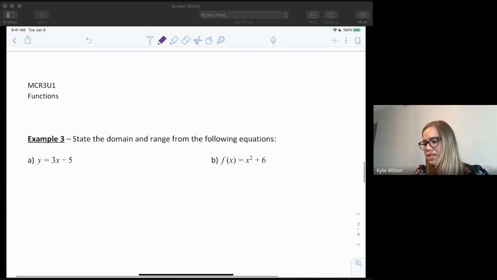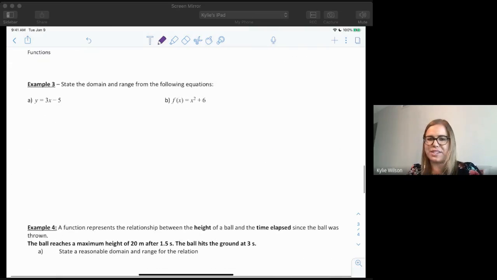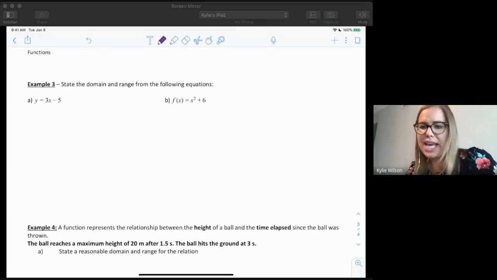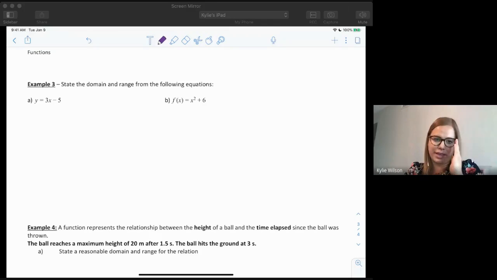So we're going to do some domain and range from equations. And these ones get a little tricky, but I find the easiest way to do it is to draw a little sketch. So we are going to have to back up and go back to some of our grade 9 and 10 knowledge to remember how to sketch these things. So the first one is y equals 3x minus 5.